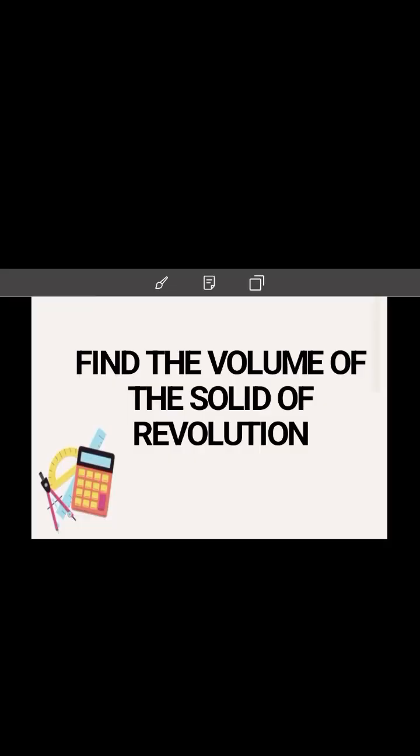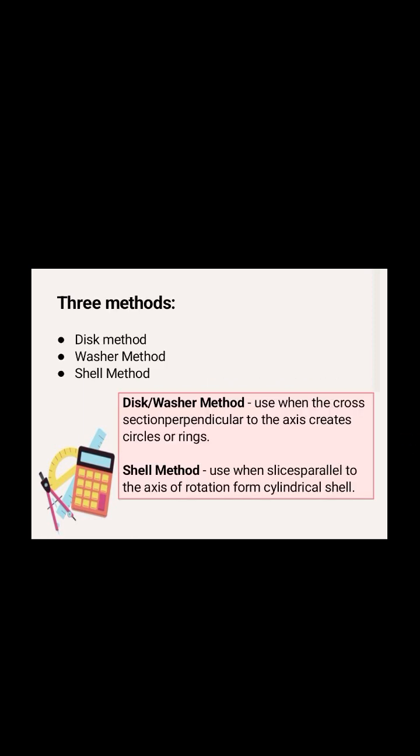So in this video, I will explain how to find the volume of solid revolution using calculus. This video focuses on how to find the volume of solids formed by rotating a region around an axis. We'll explore three methods: the disk method, washer method, and the shell method. Each method is used depending on the orientation of the region relative to the axis of rotation.